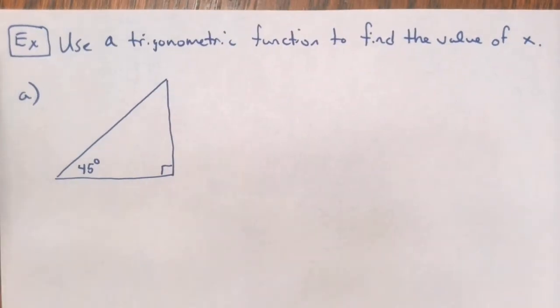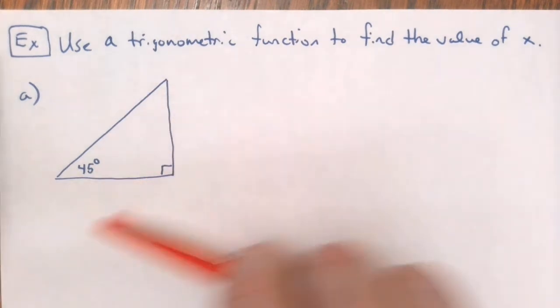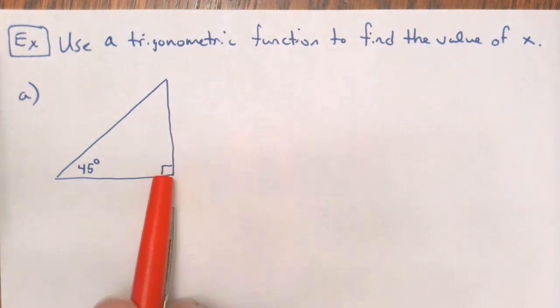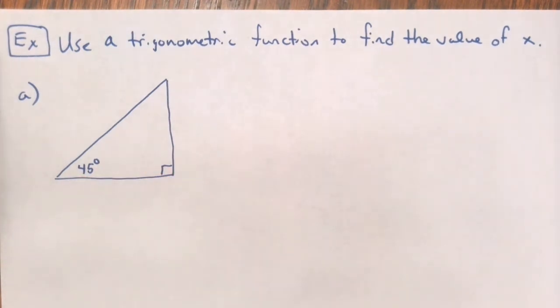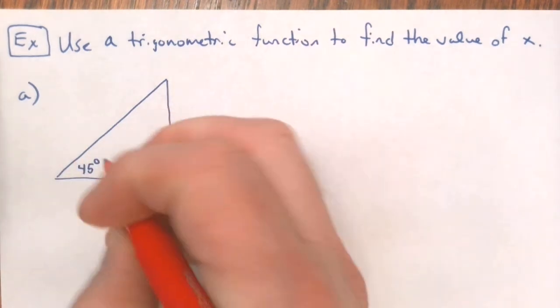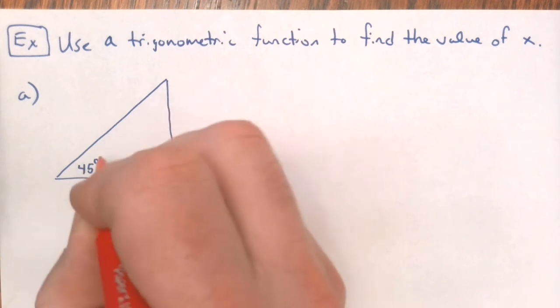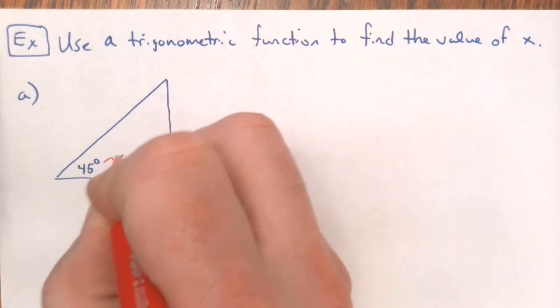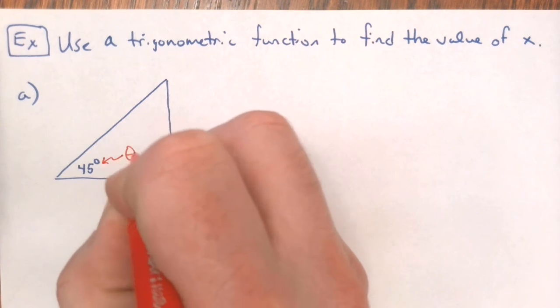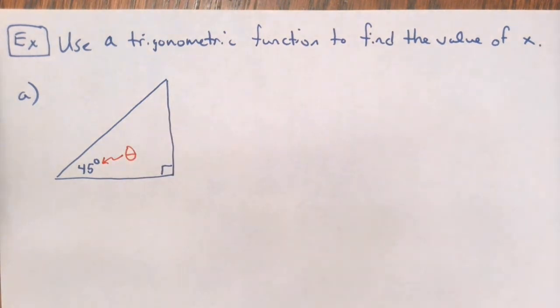All right. So we're going to use that information that we just took a look at to be able to do this problem. Use a trigonometric function to find the value of x. So I have a right triangle here. Not only is it a right triangle, but I do know that it is actually a 45, 45, 90 triangle. So in this problem, I know that this is 45 degrees. And in this 45-degree angle problem, I'm going to be using that for my angle for theta.